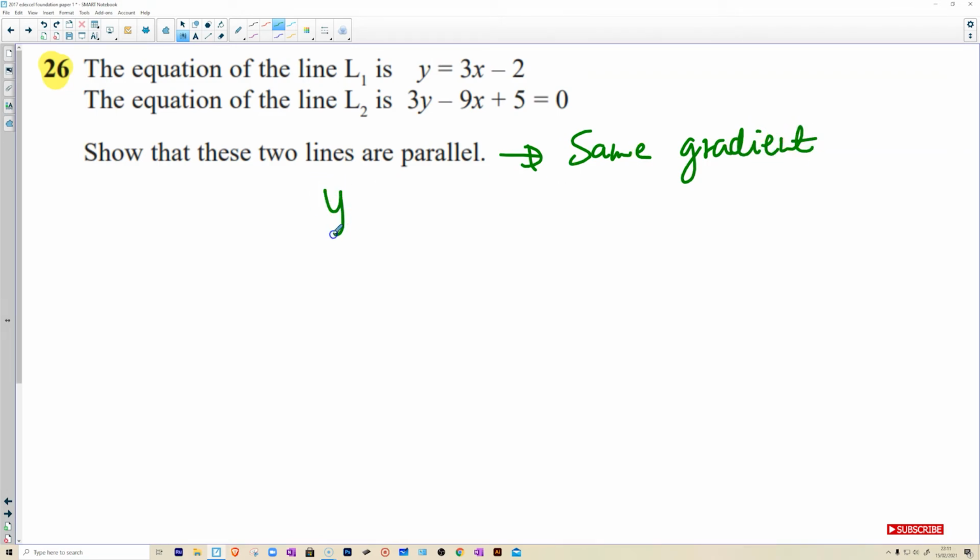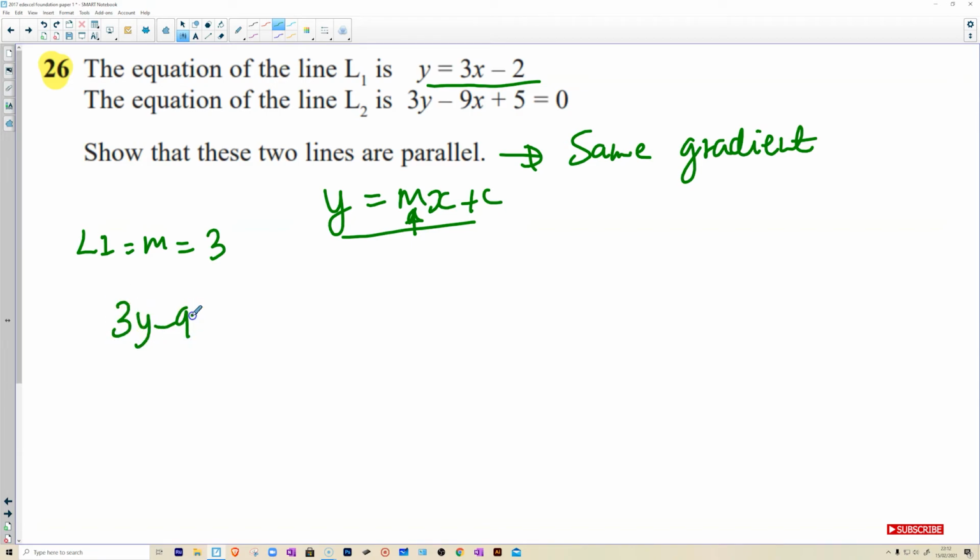Now, from the equation of a line, y equals mx plus c, m is the gradient. So for line 1, L1, m is equal to 3. This has already been arranged in that form, y equals mx plus c. Now what we need to do is rearrange line 2 to have y as the subject. So let's do that. What we have here is 3y minus 9x plus 5 equals 0.